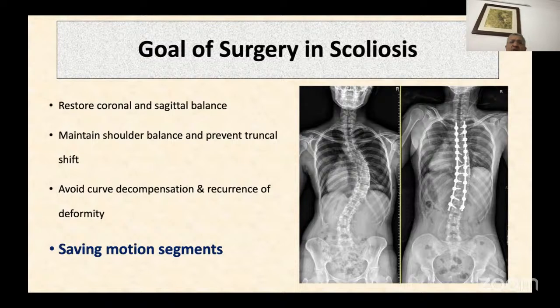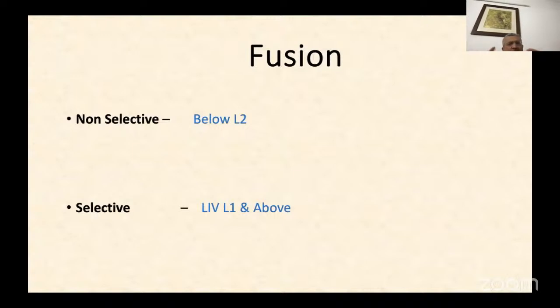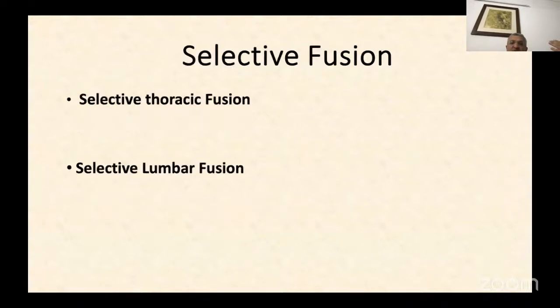The aim should be to have a coronal and sagittally balanced spine, but at the same time, if possible, try to save as much motion segments as possible. Therefore, when you take a fusion in adolescent idiopathic scoliosis, especially a thoracic curve involved, that is in a Lenke classification, type 1, 2, 3, and 4, it is called non-selective when we do the fusion below the level of L2, and selective when the level LIV, the last instrumented vertebra, is L1 and above. This is how the difference between selective and non-selective is defined.